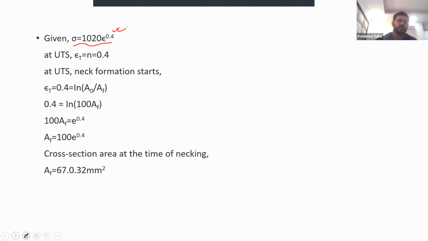If you got it, then your true strain becomes the natural logarithm of your initial area to final area, and that again becomes equal to 0.4, right? Which you can find out using this concept at the ultimate tensile strength point, and from that you can find out your final area, right? As 67.032 mm square actually. Okay.